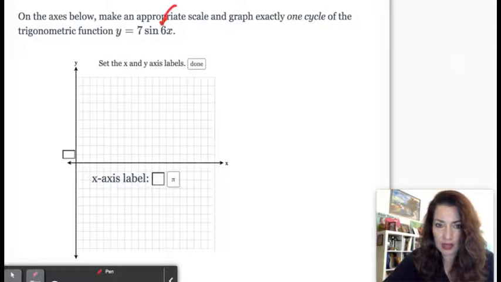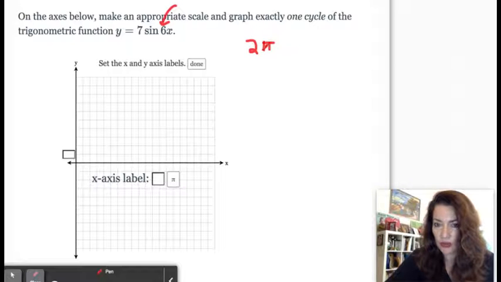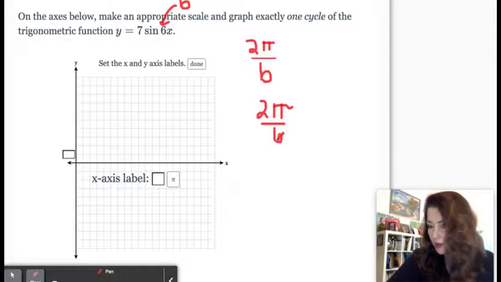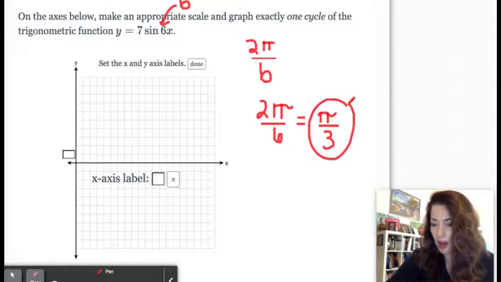So the b right here is going to set the frequency. I know that the period of the function is 2 pi over b. In this case, our b is 6. So we can go ahead and write 2 pi over 6. So 2 pi over 6 is exactly pi over 3. That means the sine will complete one cycle in pi over 3.